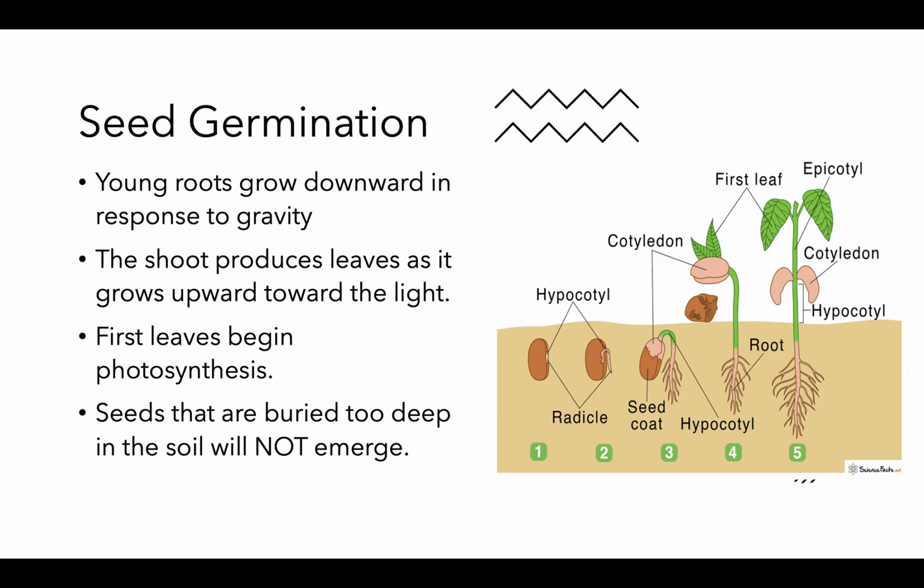As the seedling soon begins to take on its mature form, young roots grow downward in response to gravity, anchoring the plant in the soil and absorbing water and minerals. The shoot produces leaves as it grows upward toward the light. Initially, the energy source for the seedling's growth is stored food inside the seed. By the time the seedling has depleted these reserves, the new green leaves should begin producing food by photosynthesis. But if a seed is buried too deep in the soil, the young plant will never emerge. In effect, it will starve to death before reaching the light.